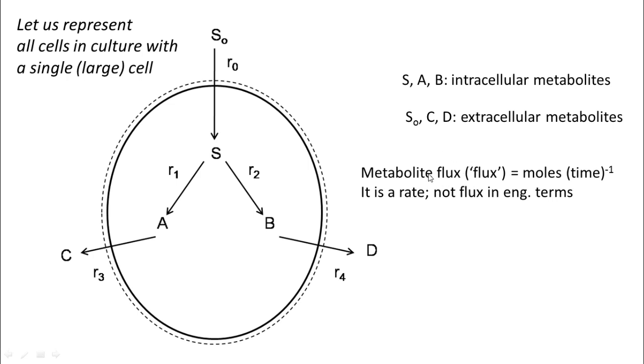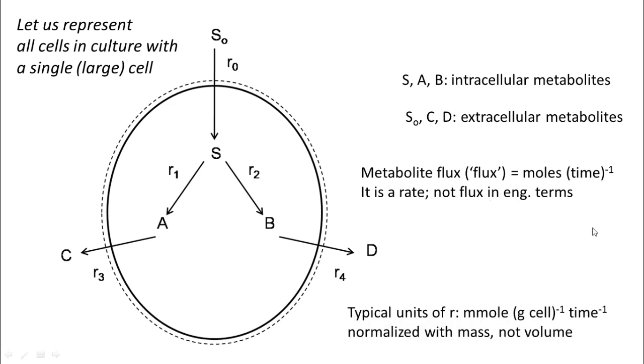The term flux here is very different from the engineering term flux. The engineering term flux is the amount transferred per unit area perpendicular to the direction of transfer per unit time. In the case of metabolic flux, historically moles per time, or in other words a rate, has been used to indicate flux. We will continue using that because it's widely accepted in the literature. It is a rate and not flux as in engineering terms. This you need to keep in mind.